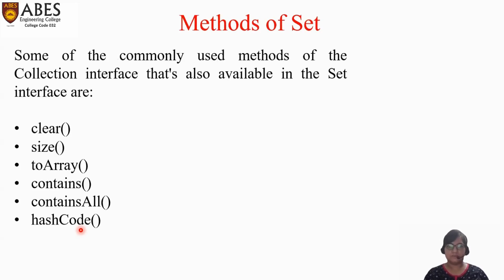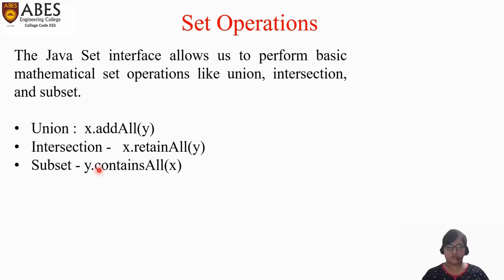Let's move forward. The Java Set interface allows us to perform basic mathematical set operations like union, intersection, and subset. First we have the union operation. Union operations are used to get the union of two sets. Let's say our first set name is X and another set name is Y. So we can use the union method like this: X.addAll(Y).